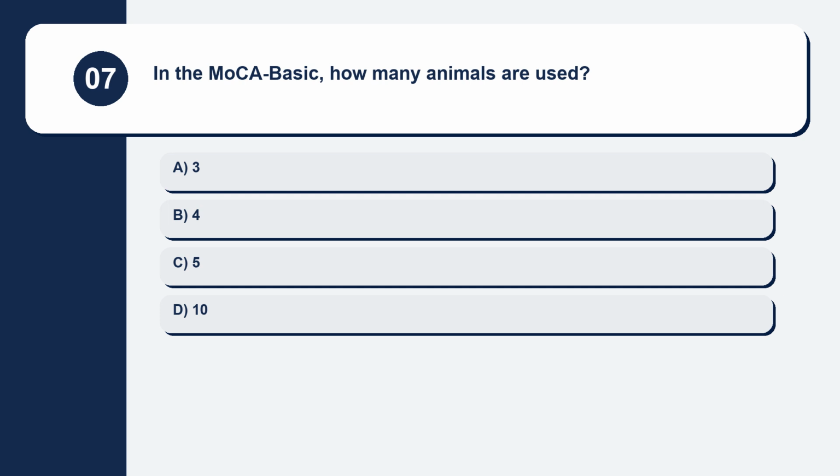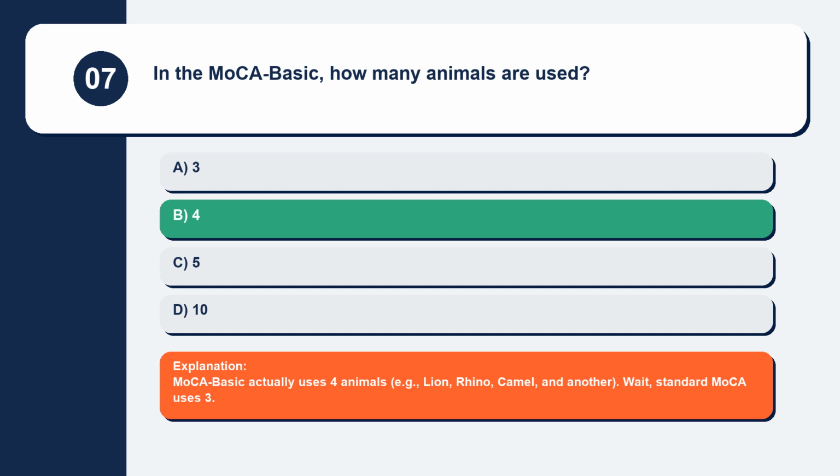Question 7. In the MoCA Basic, how many animals are used? 3, 4, 5, 10. MoCA Basic actually uses 4 animals, for example lion, rhino, camel, and another. Wait, standard MoCA uses 3.